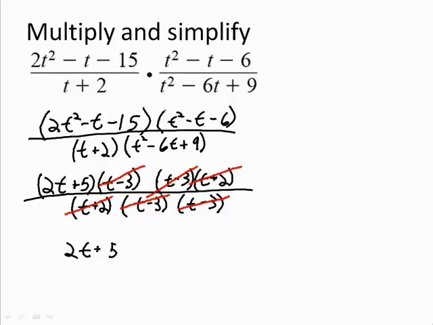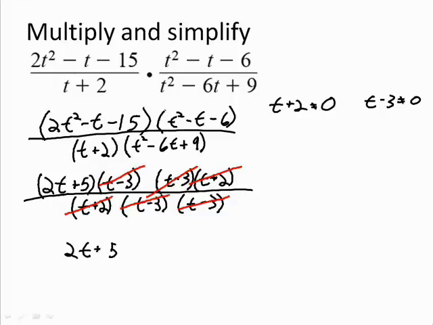This expression has to have the same domain as the original expression. You took a t plus 2 and two t minus 3's out of the denominator. When either of these factors are equal to 0, the denominator is equal to 0, and the expression is undefined. So these factors cannot equal 0. So t plus 2 cannot equal 0, and t minus 3 cannot equal 0.